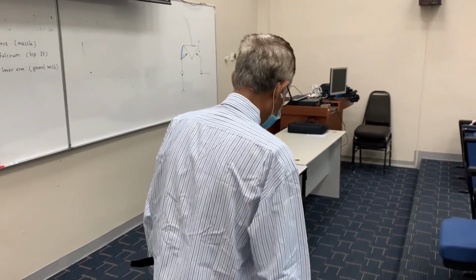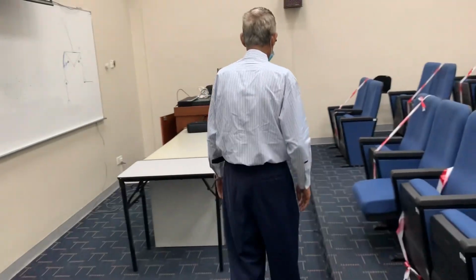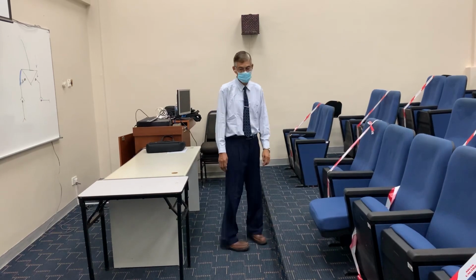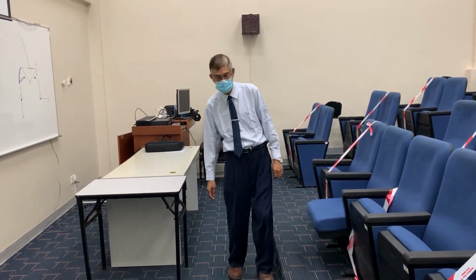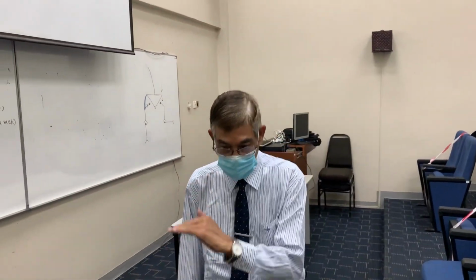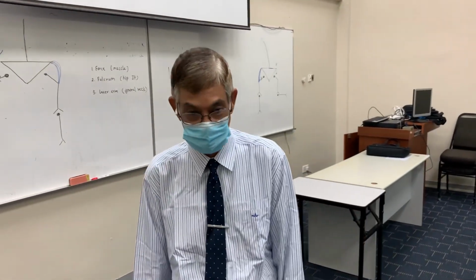Okay, now I will show you. So the shoulder is going down regularly. It is the Trendelenburg gait.